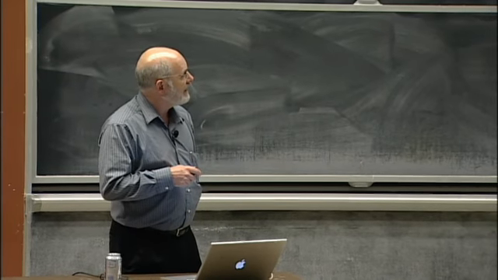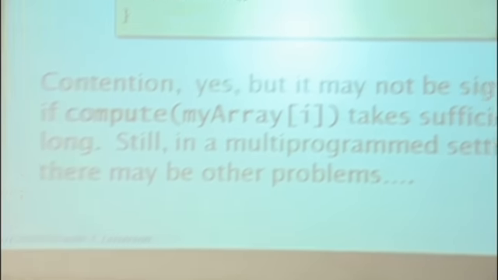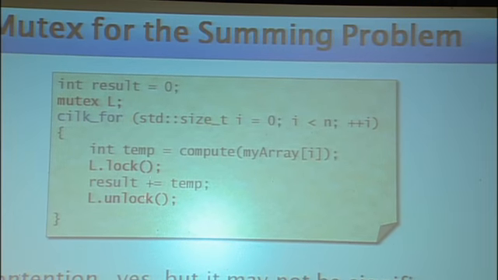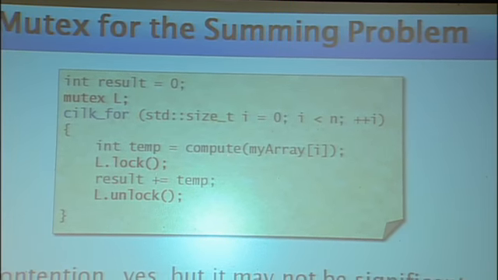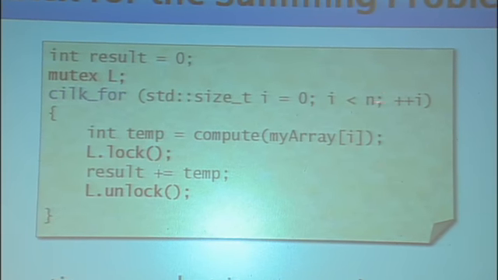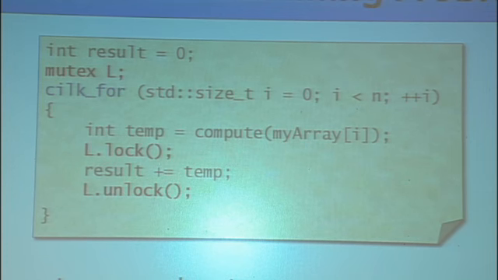I've put it into temp and then added temp in so that I can lock for the shortest possible time. If this compute is sufficiently large, there may be contention, but it may not be a significant contention in your execution, because the update here could be very, very short compared with the time it takes to compute. So for example, if computing on array I costs you more than, say, order n time, then the fact that you have contention there isn't going to matter generally, because the total amount of time that you're going to be locking is just small compared to the total execution time.